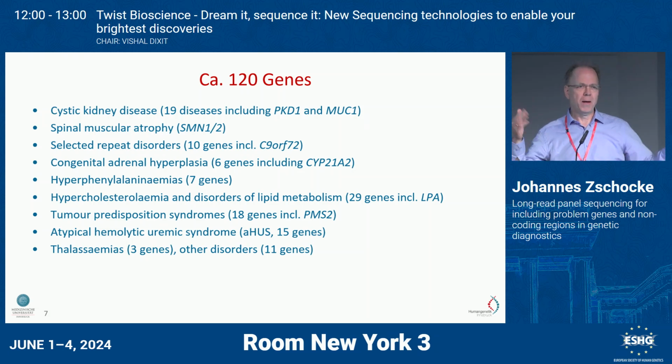If you have a panel which you run only with 12 samples and you have only 1 sample per week, then you need to wait 3 months for having the number of samples available, which doesn't make sense. So we combine different diseases. We have the indications of cystic kidney disease, SMA, various repeat disorders. It's basically a kind of random collection of indications with the concept of allowing us to run one of those panels cost effectively per week.